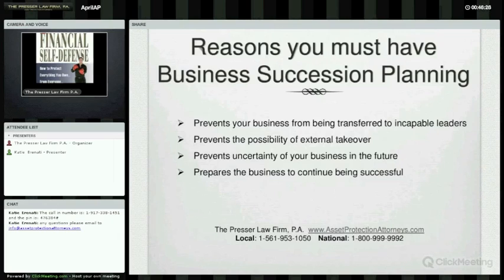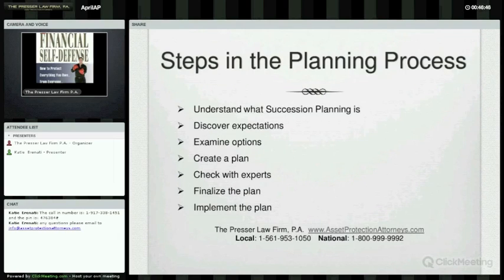A business can live on. If the CEO of Walmart dies, Walmart lives on. If the CEO of Apple passes away, Apple passes on. There's no reason that your business needs to die with you. You've worked hard for it. You've spent a lot of time and money getting it to be successful. So you definitely want that to live on as much as possible.